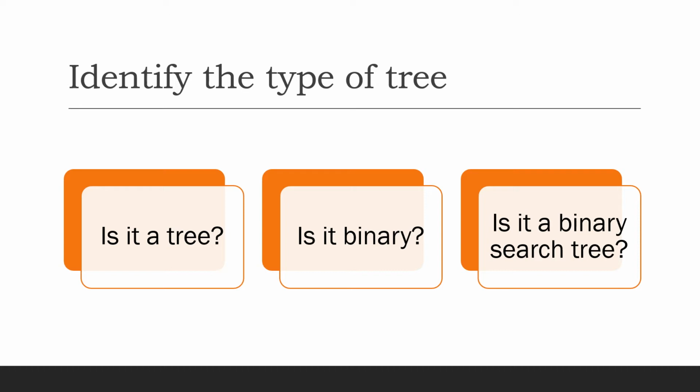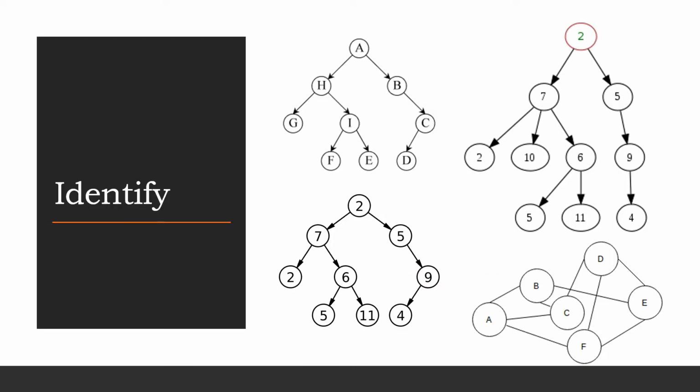Supposing they show you a picture of a tree in the exam and they ask you to describe it, which is quite likely, you've got to think, is it a tree? Is it a binary tree? Is it a binary search tree? So what about these? These are some typical images you might see. For any one of those, can you describe what it is? Let's have a little think about that.